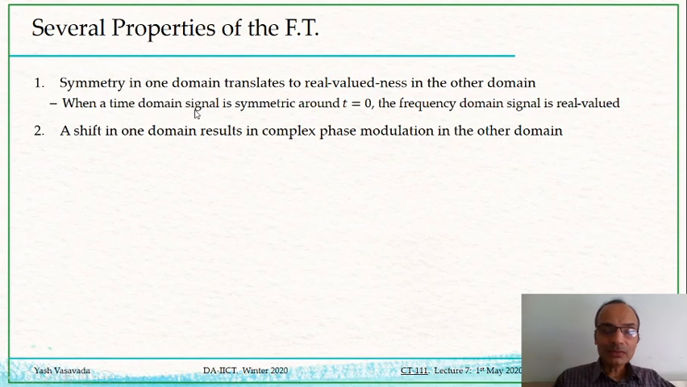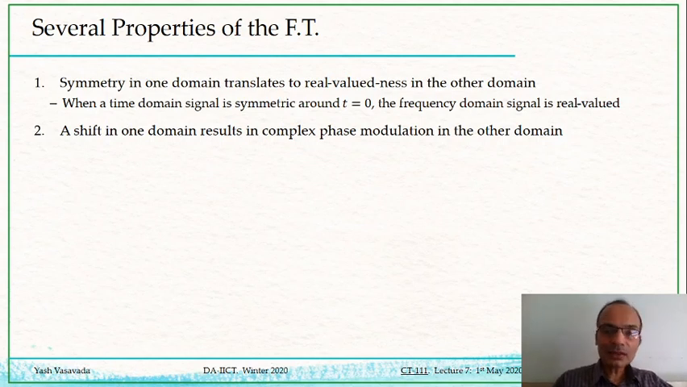What is an example of that? Well, the cosine signal, cosine of 2 pi f c t, is one such signal which is symmetric around t equal to 0. You can draw a cosine function as a function of t, and you will see that it has this mirror image symmetry around t equal to 0.